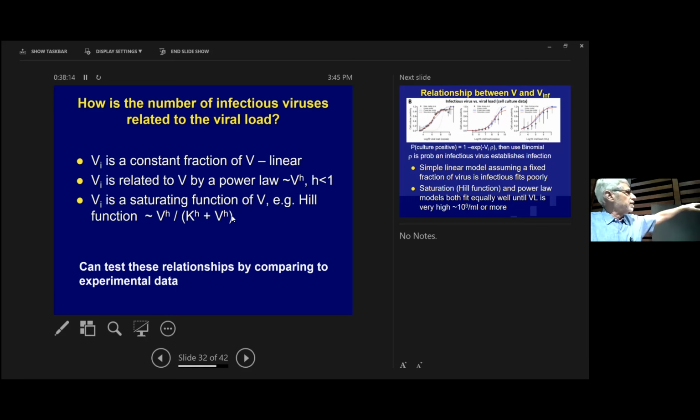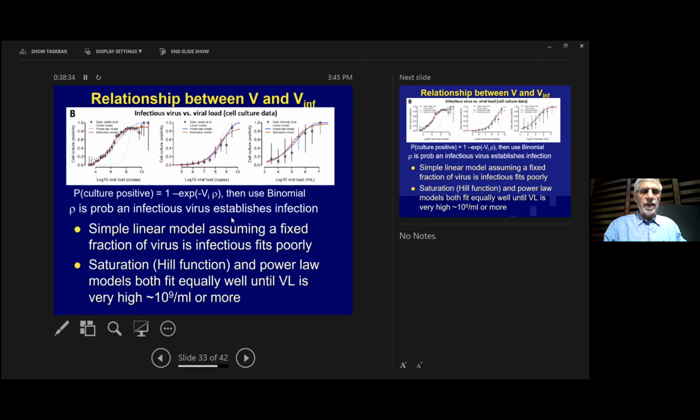But what they find is that in general, there's some fraction, it's been reported to be between 10 to the minus 3 and 10 to the minus 4. There's some other data that I'm going to show you in the next 2 slides that suggests that it may be sublinear. And we tested both the power law and a saturating function. And let me just show you the data.